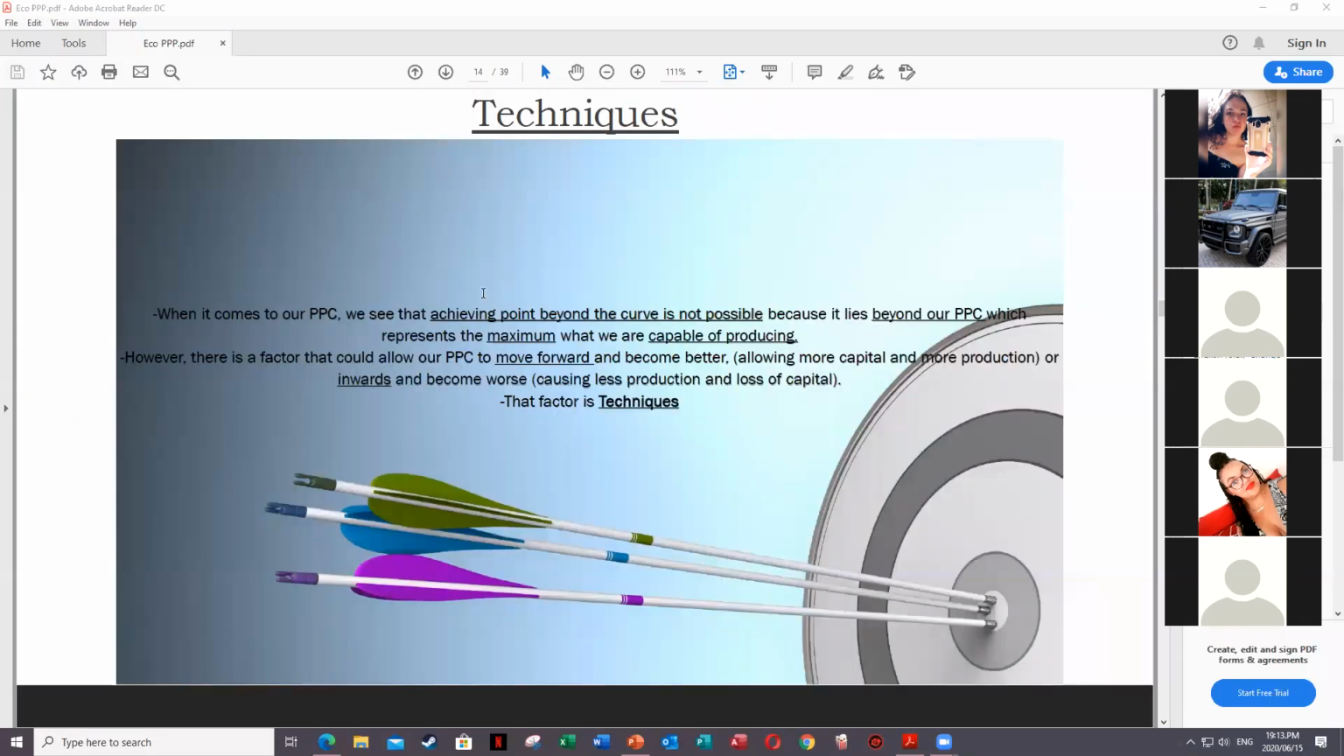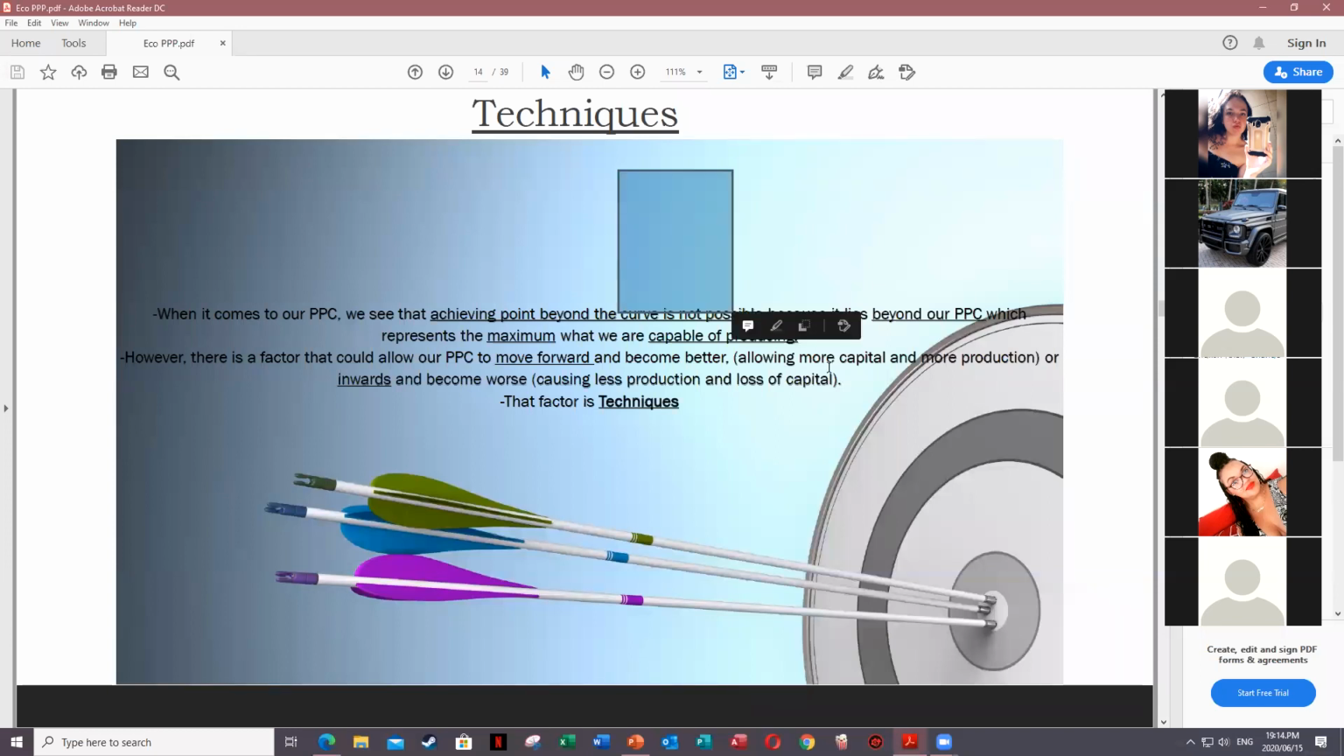So if we just scroll down to techniques, because techniques is what changes the PPF, what makes it stretch out further. When it comes to the PPC, we see that achieving beyond the point is not possible. You cannot achieve beyond the curve because it's just not possible to do with the resources that you have.